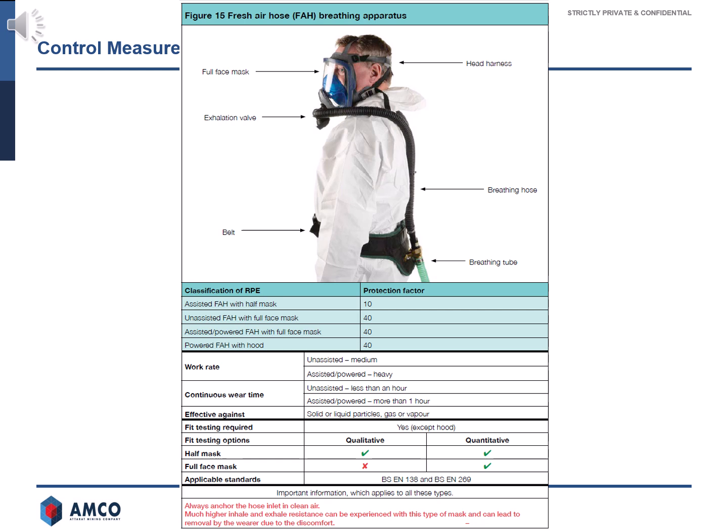Fresh air hose, FAH, breathing apparatus, usage guidelines. Classification and protection factor. Assisted FAH with full face mask, protection factor of 40. Assisted/powered FAH with full face mask, protection factor of 40. Assisted/powered FAH with half face mask, protection factor of 20. Unassisted FAH with full face mask, protection factor of 40.